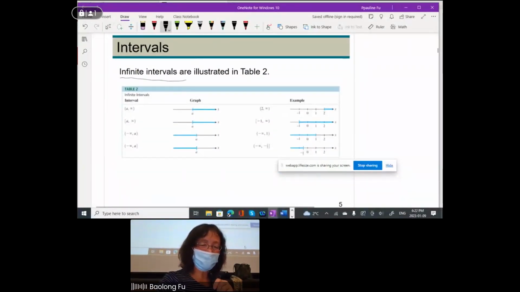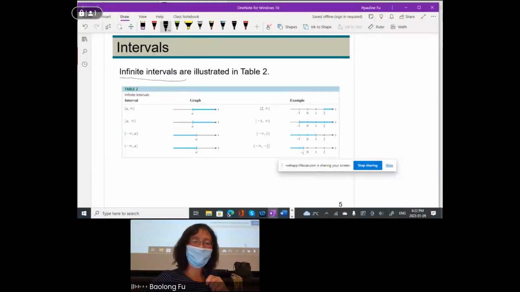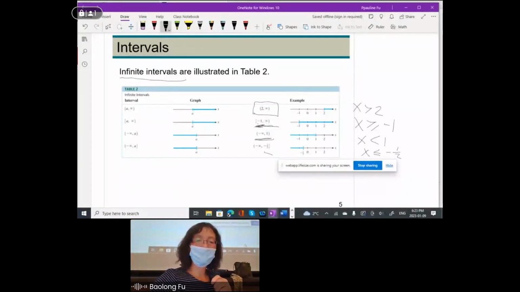And we also have infinite intervals, meaning the number goes on and on. This example from 2 to infinity means any number greater than 2, and can be expressed in this way. This one is any number greater than or equal to -1. This one is any number smaller than 1, from -infinity to 1. And this one, any number smaller than or equal to -1/2. So these are the infinite intervals. For infinity, we use this symbol. Any questions?